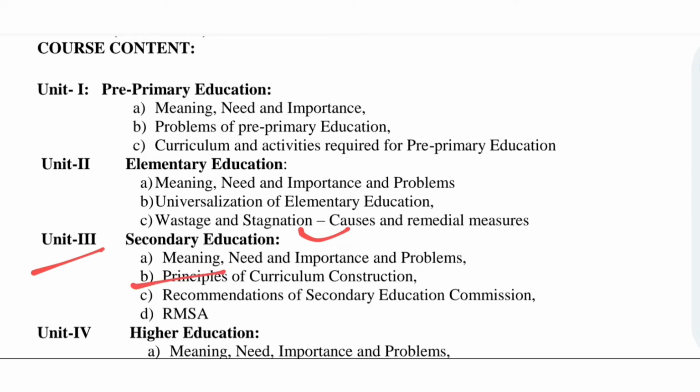Next unit, that is unit 3rd, is secondary education, and in this unit you have to study A, meaning of secondary education, need and importance of secondary education, and problems related to secondary education. Then you have to study principles of curriculum construction, and then you have to study C, recommendations of secondary education commission, that is recommendations of Mudaliar commission regarding secondary education. Then you have to study D, RAMSA, Rashtriya Madhyamik Shiksha Abhiyan.